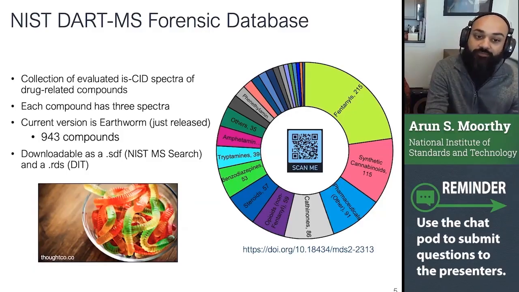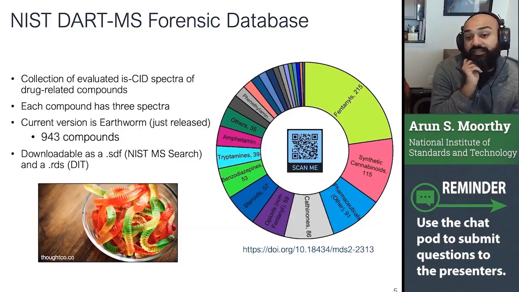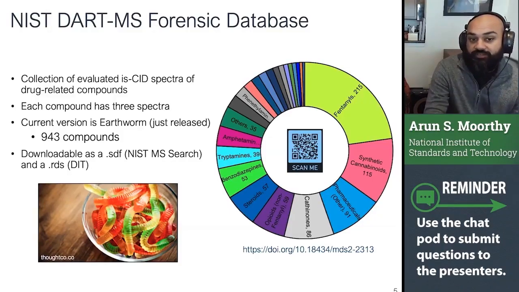The current version, which we call Earthworm, was just released, and it contains 943 compounds. The library is available both in NIST format, to be used with NIST MS Search, and as an R data table, to be used with the NIST NIJ data interpretation tool that we'll be talking about today.